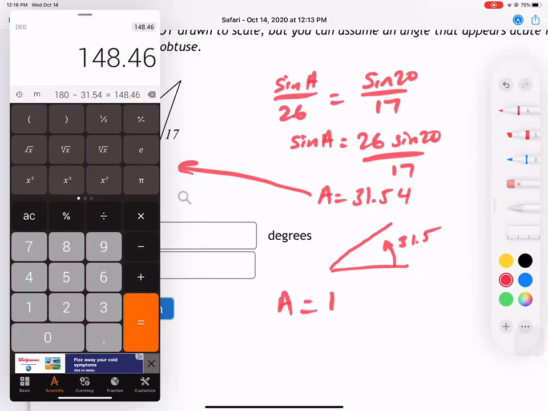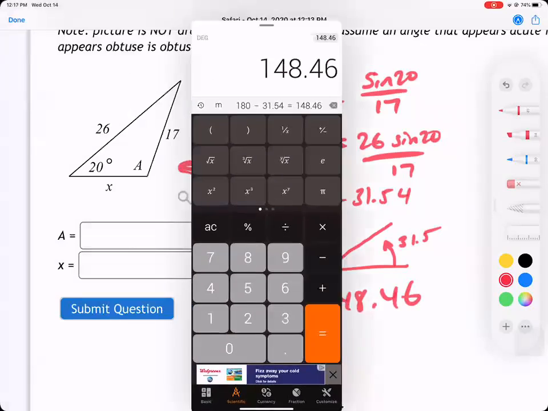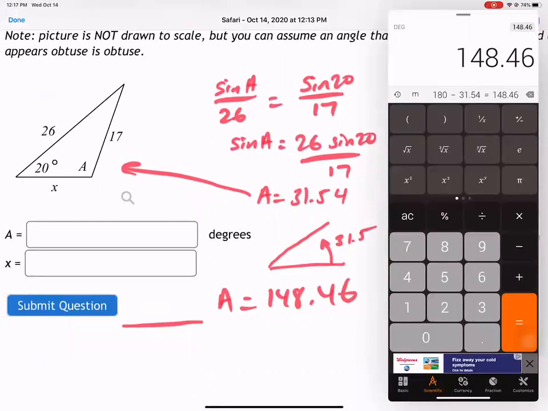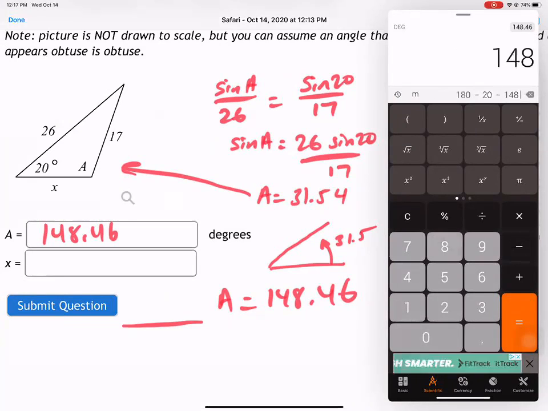A is going to be 148.46. And that's how we find the angle A. Once I have my angle A, I see the angle 20. 180 minus 20 minus 148.46, we're left with 11.54. And if I have the top angle, I can now find the side X.